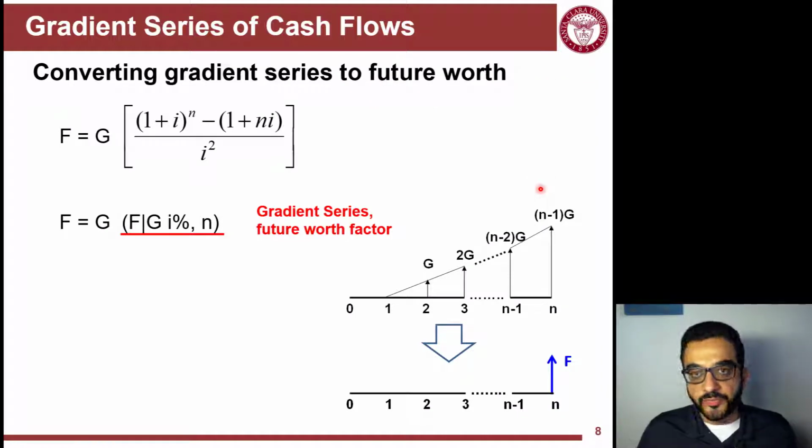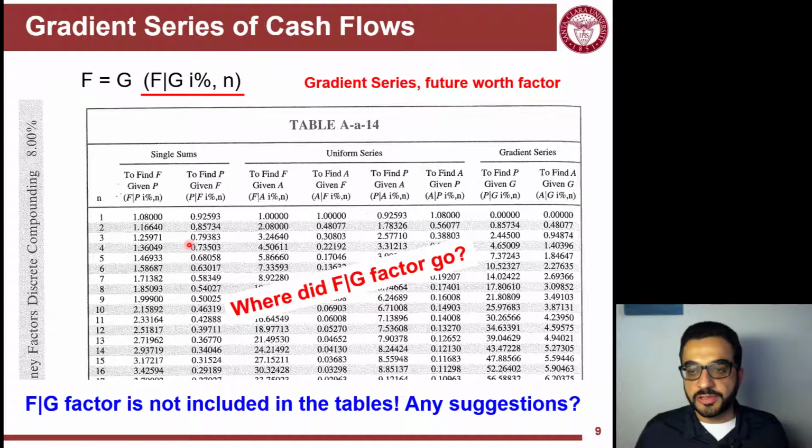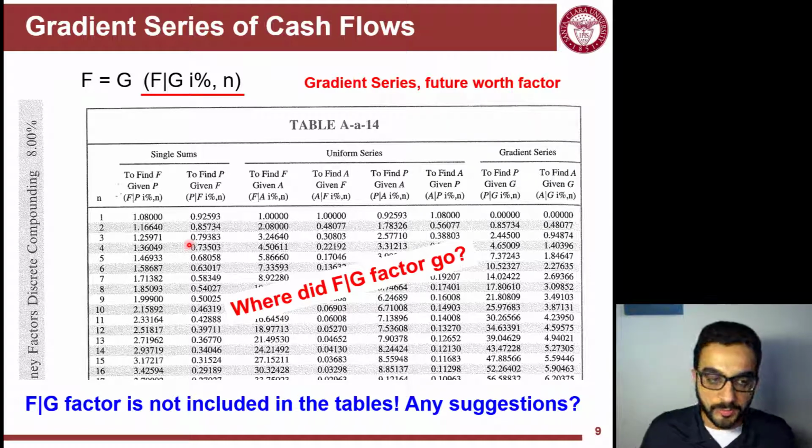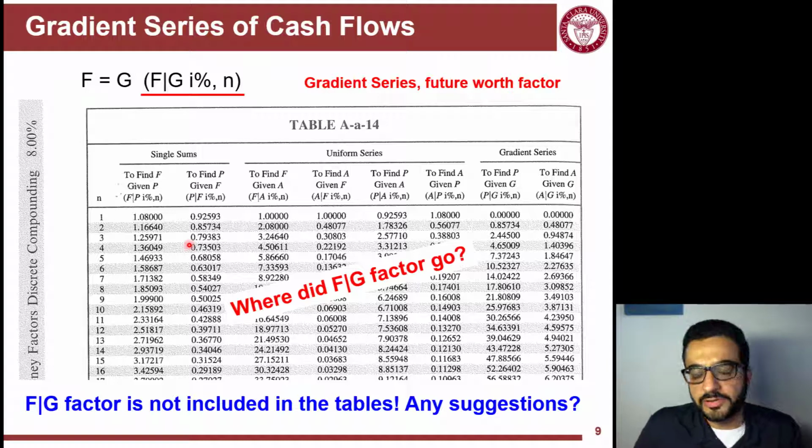I can also calculate the future worth of a gradient series using this formula. If I summarize it with a factor like all the other formulas, this factor will be F given G. Now the issue here is that there is no F given G factor provided by the tables. So we're kind of stuck. There are problems that will have a gradient series, and I want to calculate the future worth for it. I have no factor available, so what suggestions can you think of?